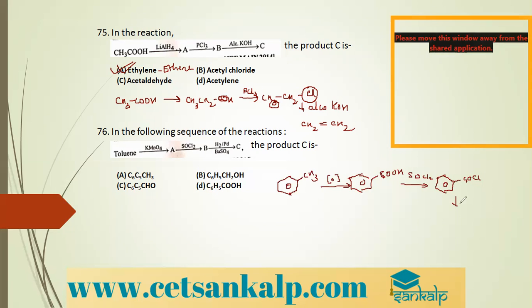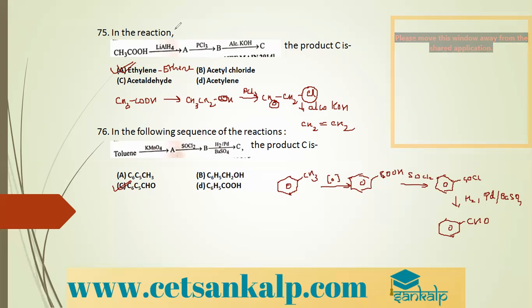Yes, this is subjected to acid chloride, H2 in presence of palladium poisoned with barium sulfate. Rosenmund's reduction, acid chloride gives us what? Aldehyde. So I get benzaldehyde, CHO. So which is the correct option? It is C6H5CHO.